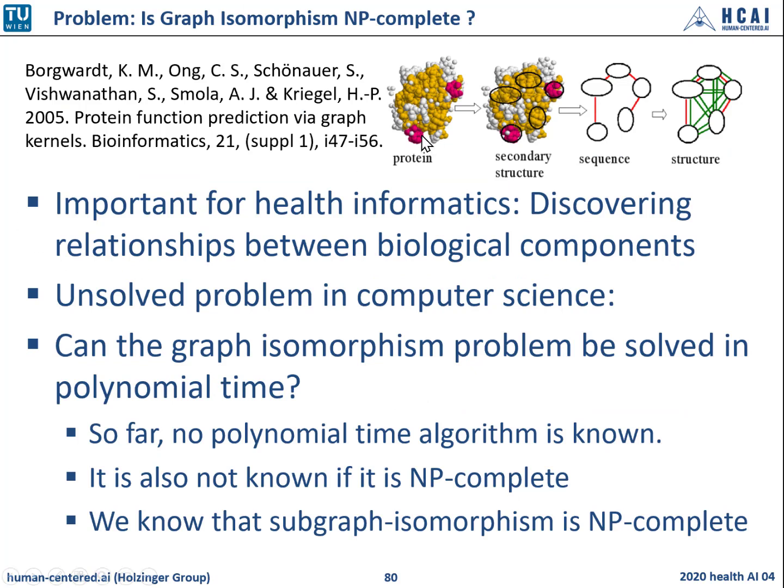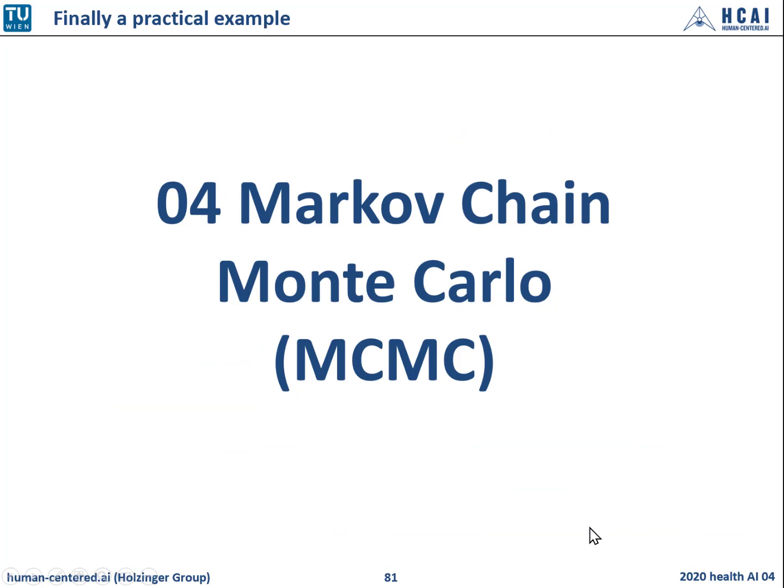Is graph isomorphism NP complete, for example? This is very important for health informatics, for discovering relationships between biological components. This is an unsolved problem in computer science. Can the graph isomorphism problem be solved in polynomial time? So far, no polynomial time algorithm is known. It is also not known if it is NP complete, but we know that subgraph isomorphism is NP complete. So finally, a practical example of all this.